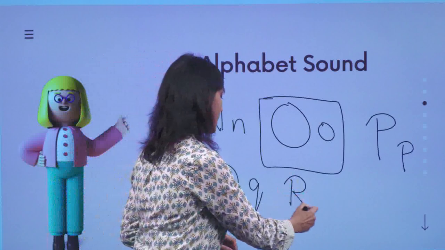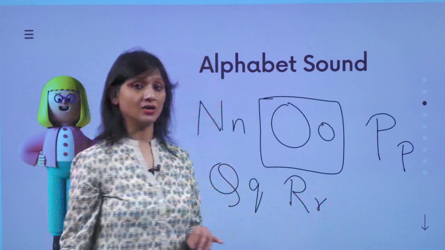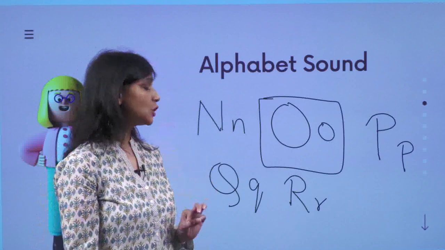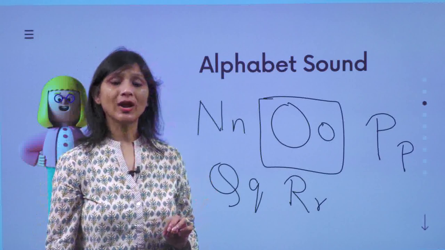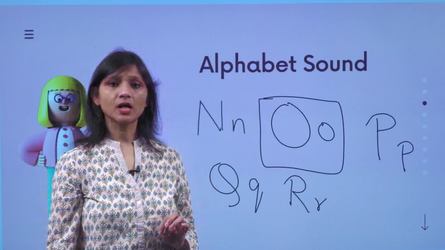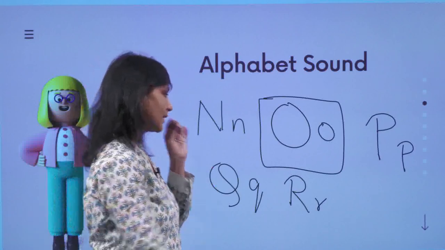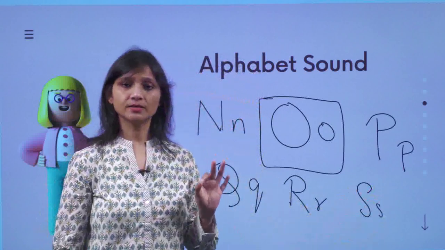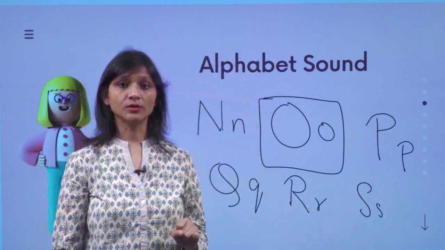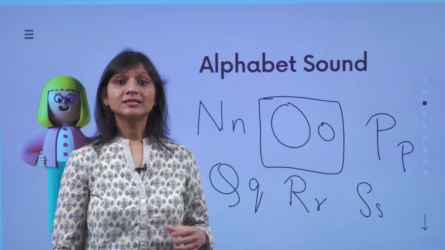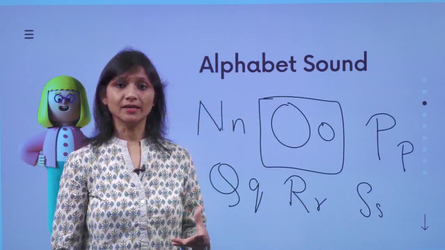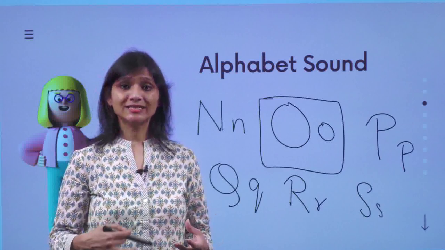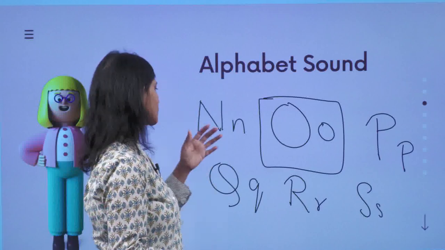Then comes R. The letter sound is "ar." The phonic sound is "r." Run, rat. Then S. The letter sound is "ess." The phonic sound is "s." Snake, snail. That is how we take the sound out.